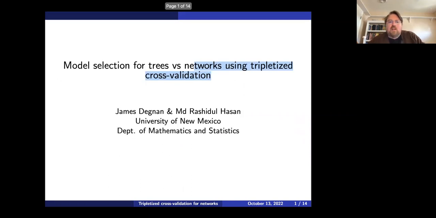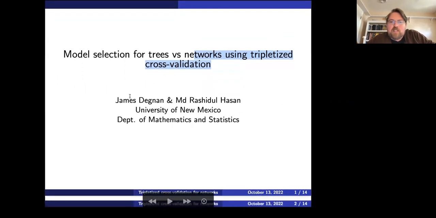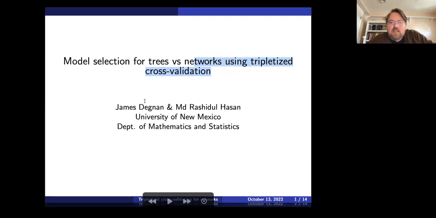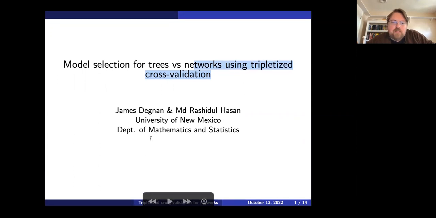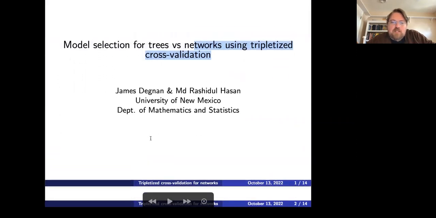Okay. All right. Okay, so I'll be talking about model selection for trees versus networks using a form of cross-validation. And this is work with a PhD student of mine, Rashid Al-Hassan, at the University of New Mexico.